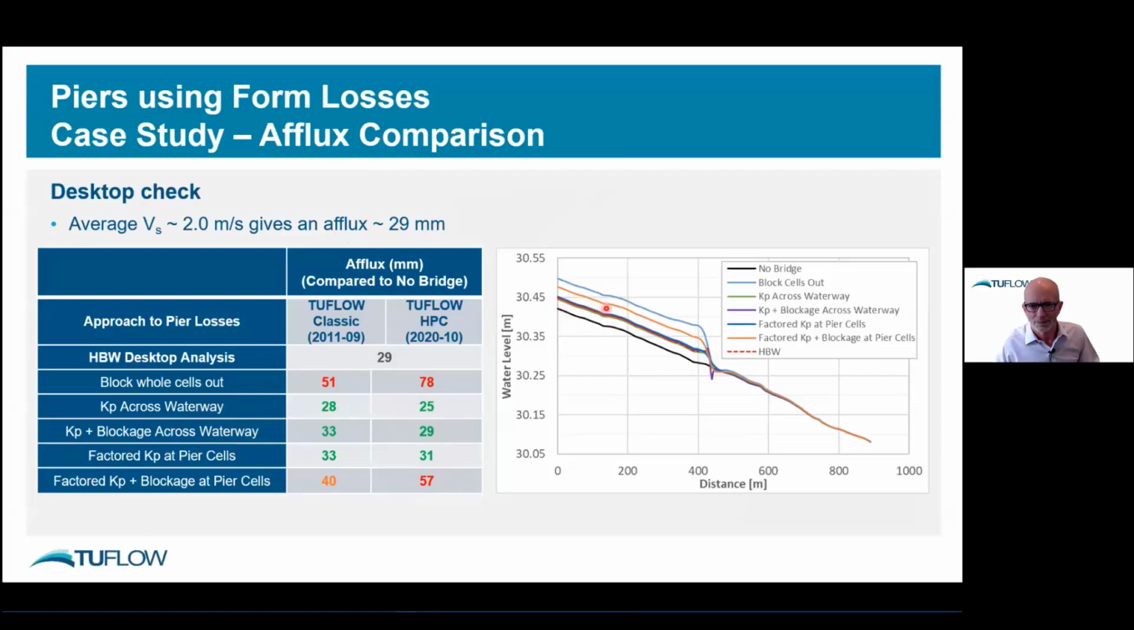You can see that the dashed red line is the hydraulically rich waterways, and they're all sitting on top of each other. If you block the whole cells out, you get very different results. And the last one, where we blocked the pier cells for the factored up KP, also gives probably too high a result. So very interesting outcome there.